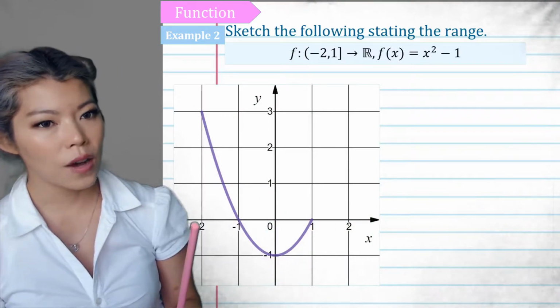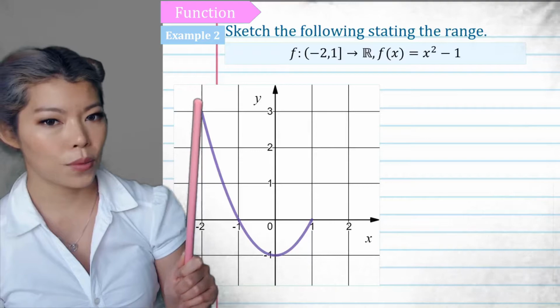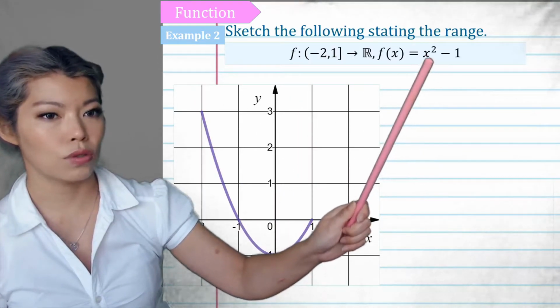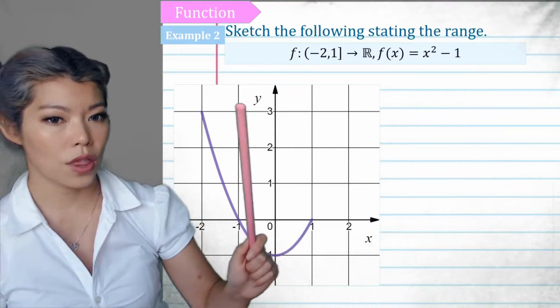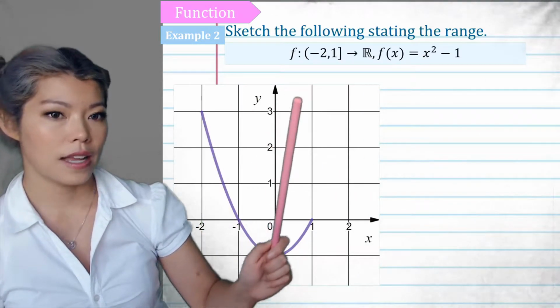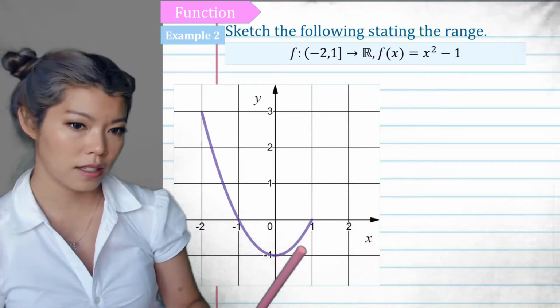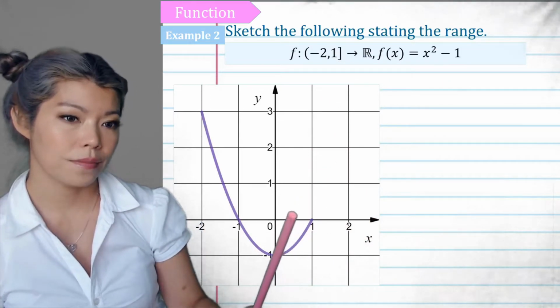How do you figure out what the starting point is? Well, you sub in -2 into the equation. So -2 squared is 4, minus 1 is 3. So that is our y value. And you sub in the last value, the 1. 1 squared is 1, minus 1 is 0. So now we have this graph.